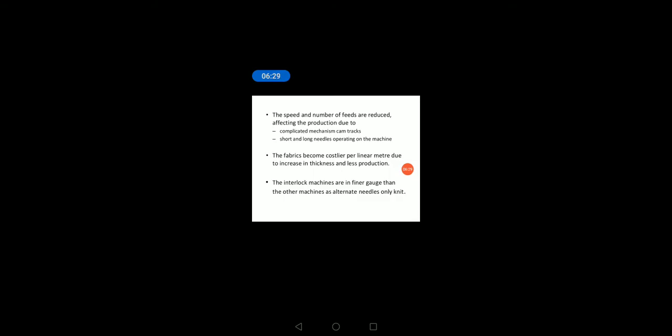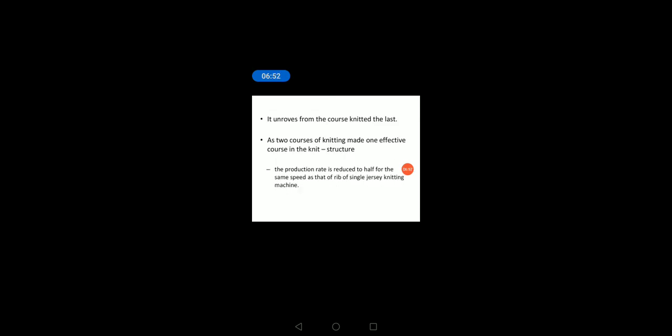The fabric becomes costlier per linear meter due to the increase in thickness and lower production. The interlock machines are of finer gauge than other machines, as alternate needles only knit in the structure formation. These are the characteristics and features, and it unravels from the coarse knit end at the last.